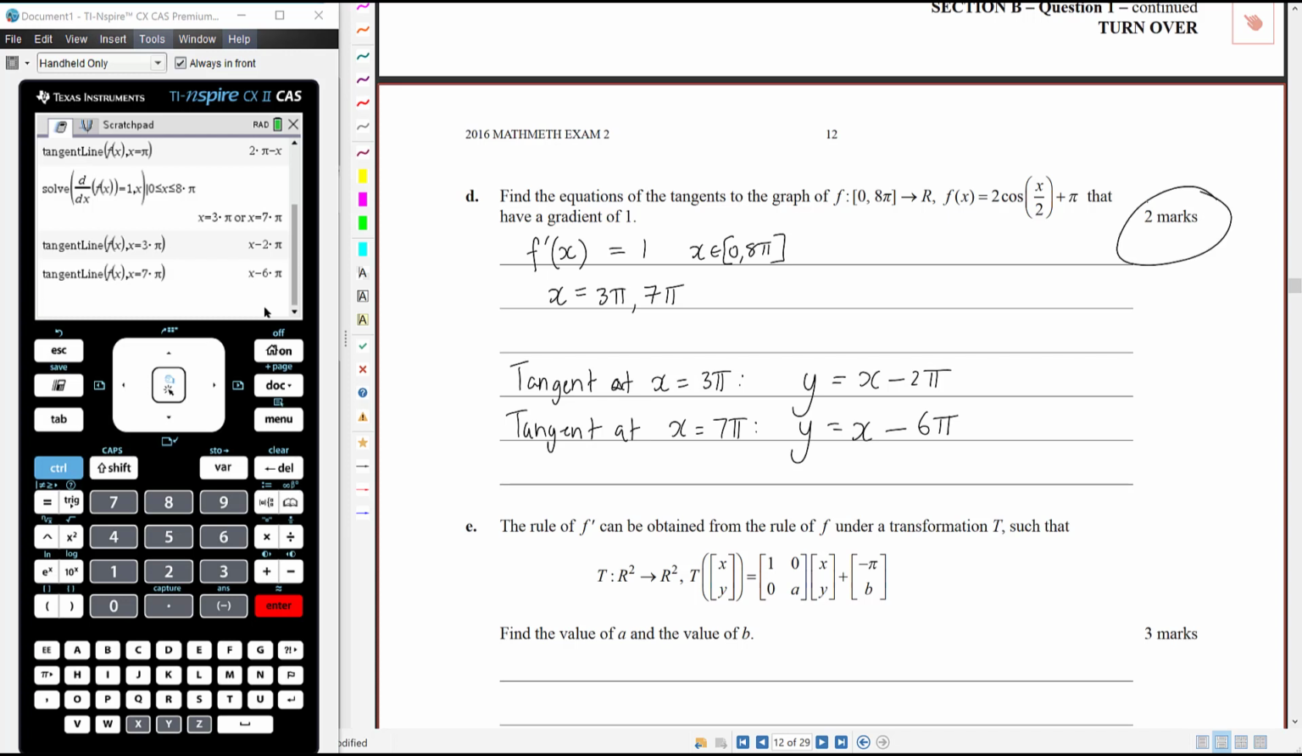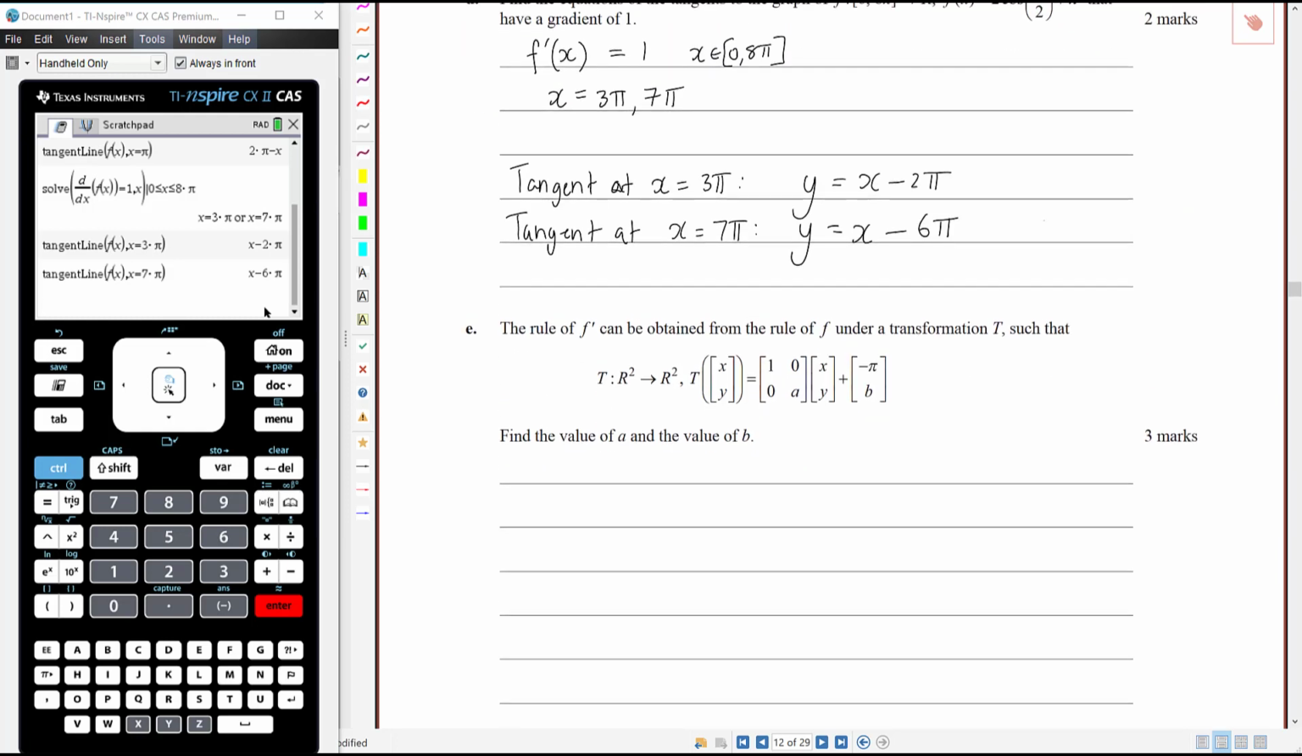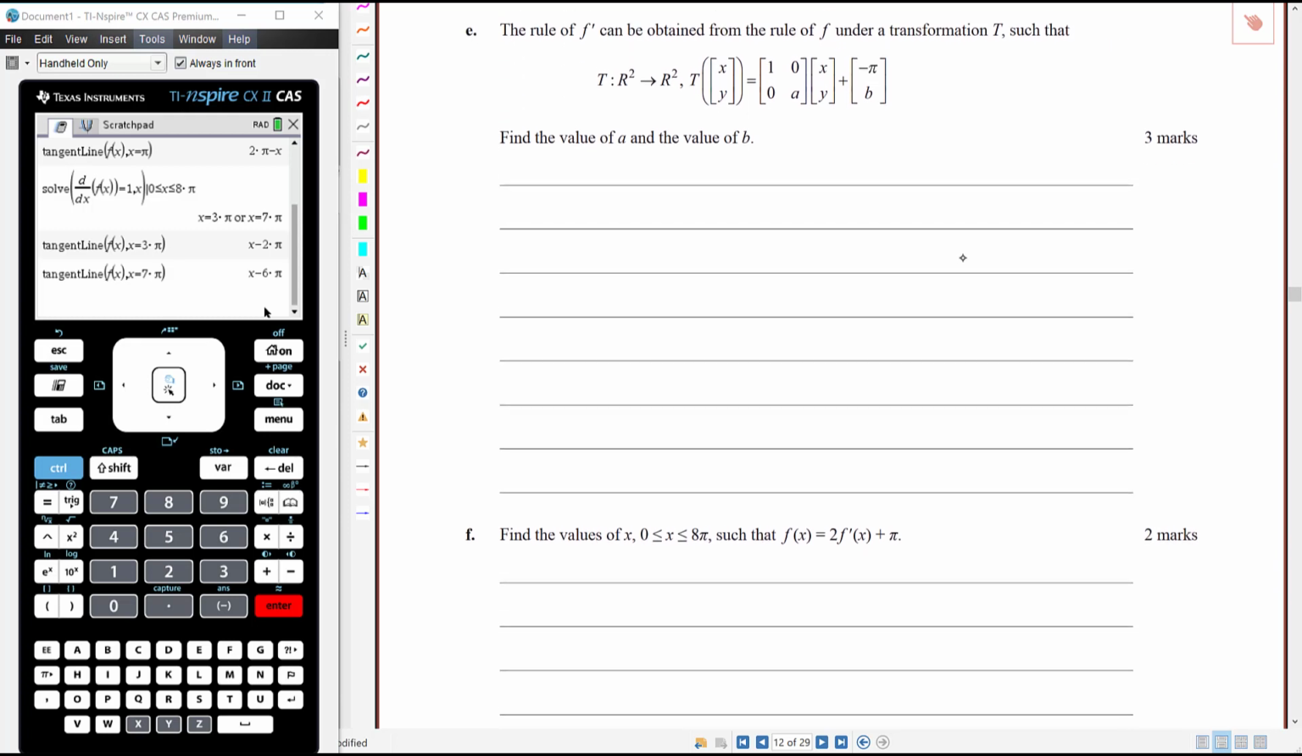Now this is a 2-mark question. I'm not sure that the 2 marks would be for the two different equations of the tangents. I think 1 mark would probably be for identifying these x values, and then 1 mark for both of the tangents. But I didn't mark these exams, so I can't be sure, but that would be my guess. That's how I would mark it anyway.